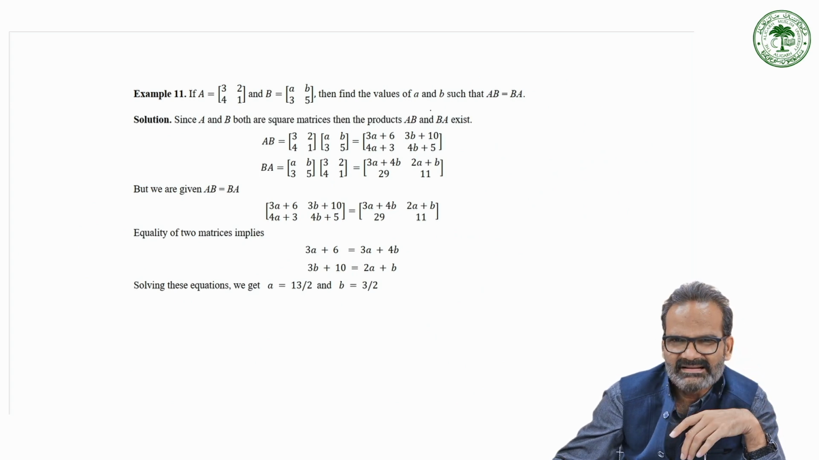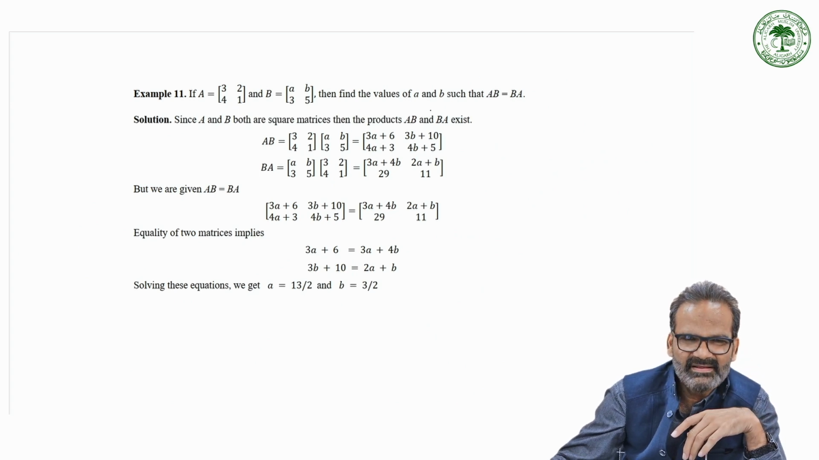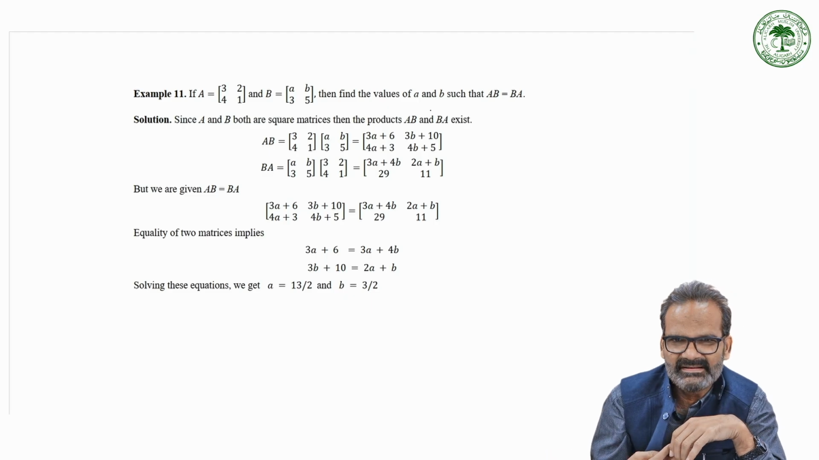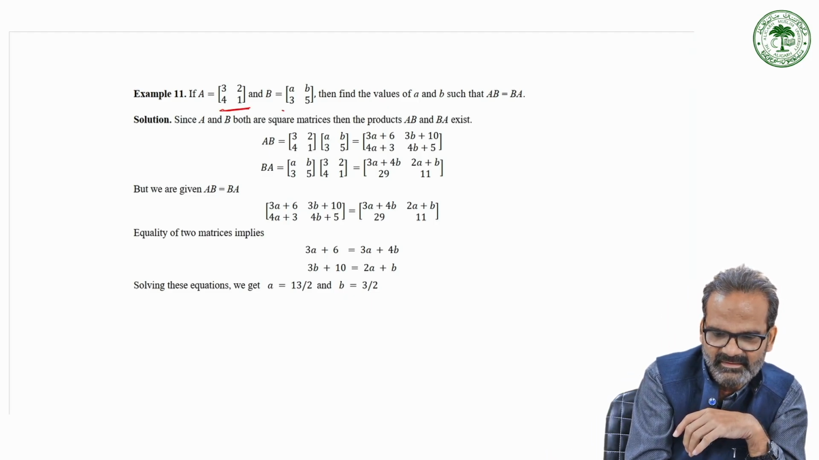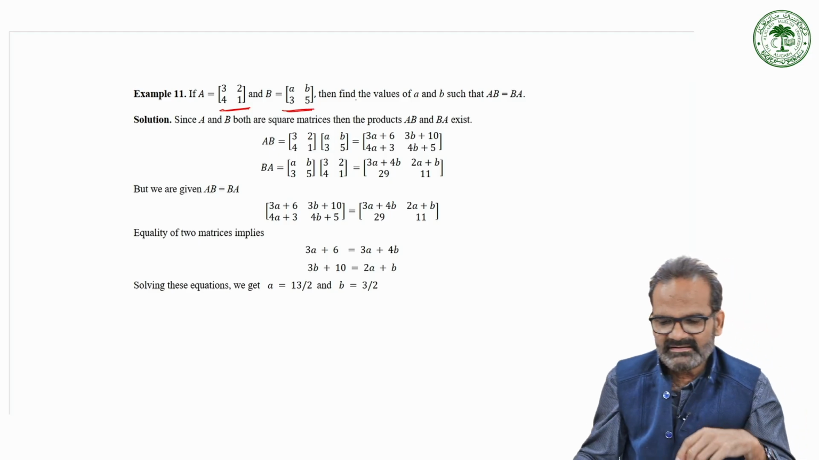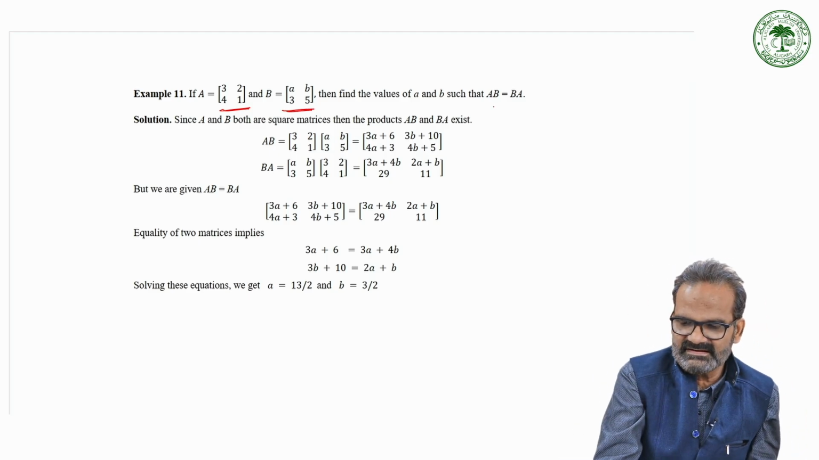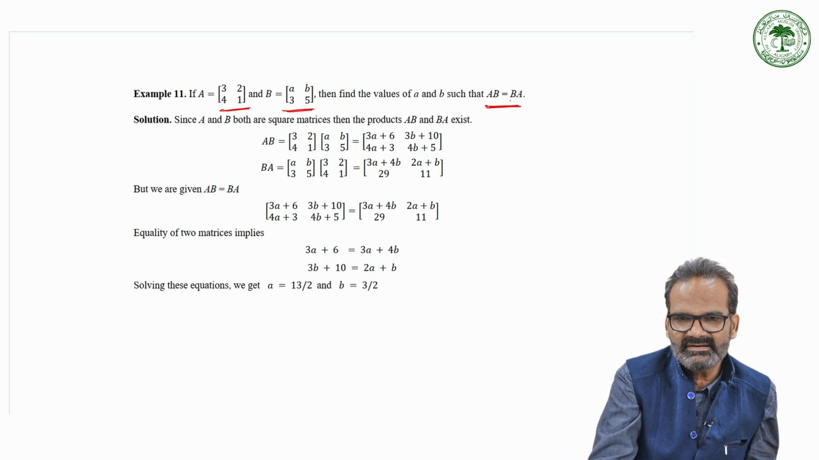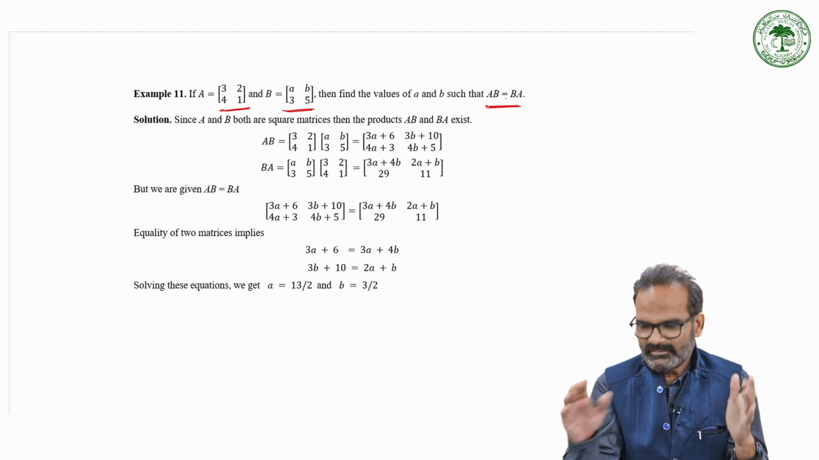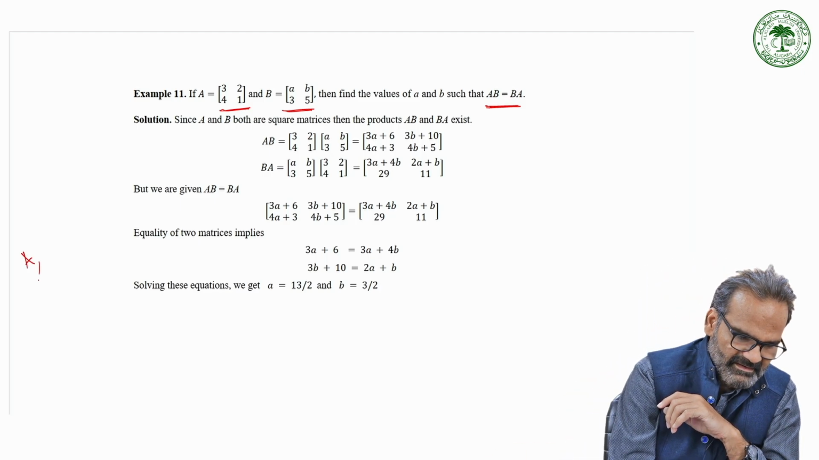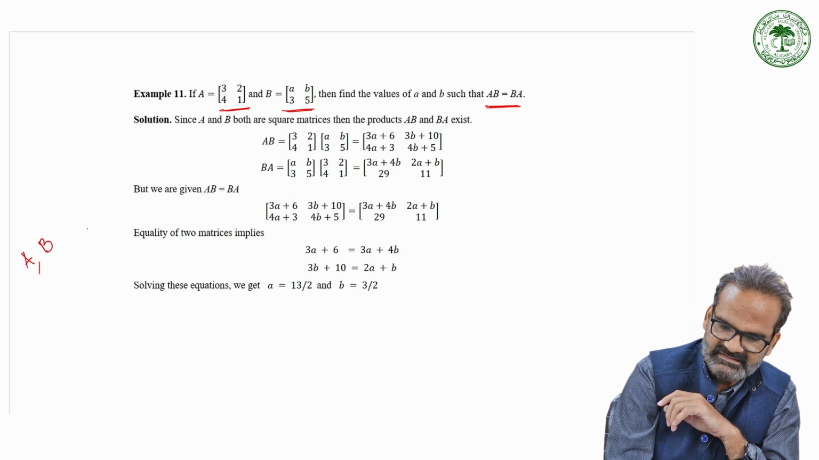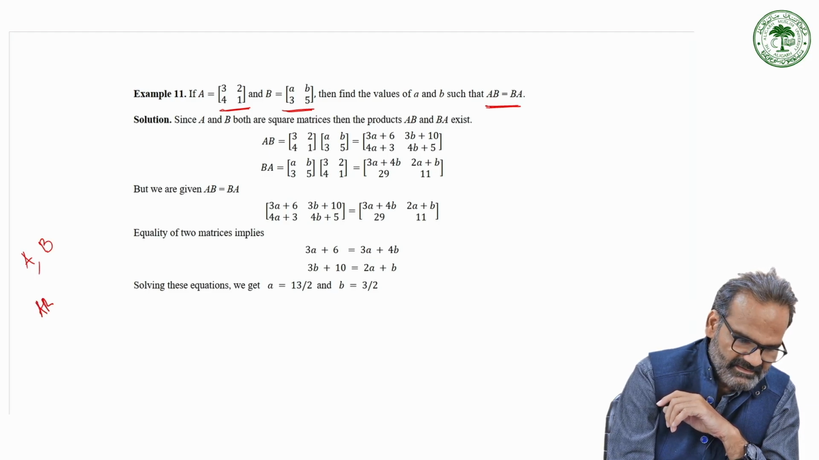This is also another case of the same type. If A is a matrix this and B is a matrix this, then find the values of a and b such that AB is equals to BA. So no problem. We have given two matrices, very simple. What is given here? We have given A and we have given B. What is given further? AB is equals to BA, right?